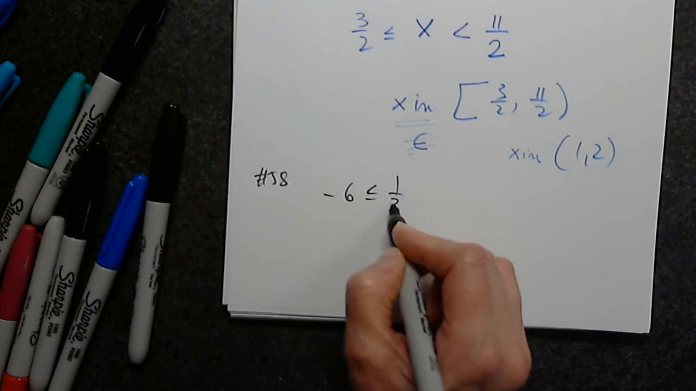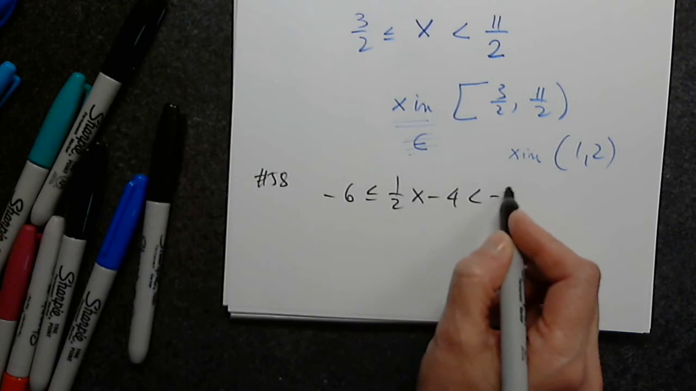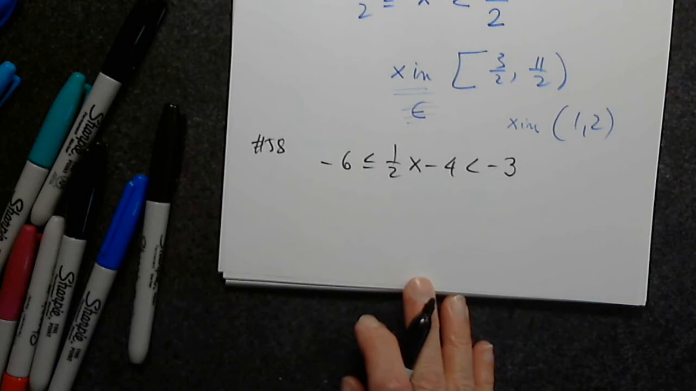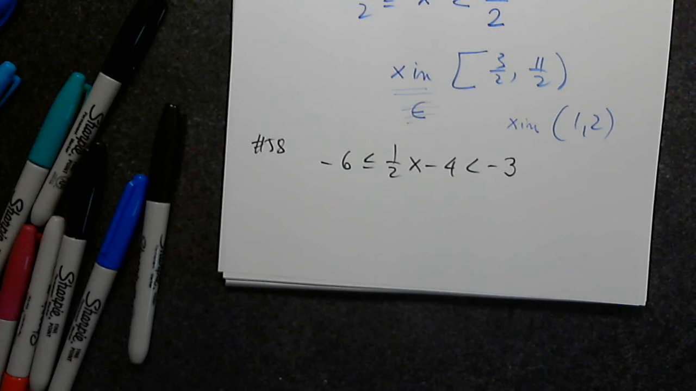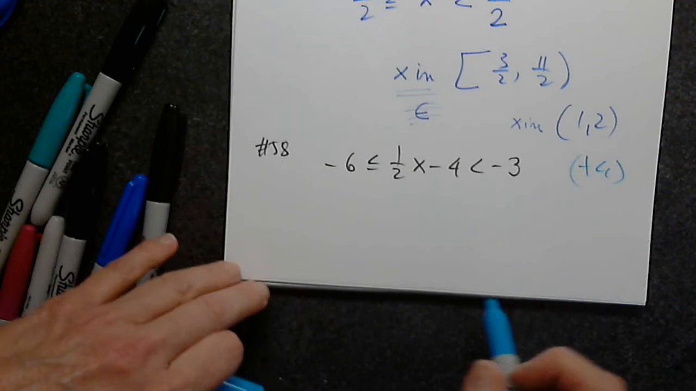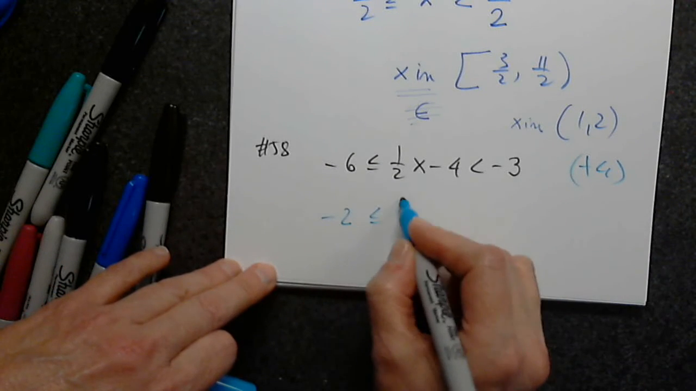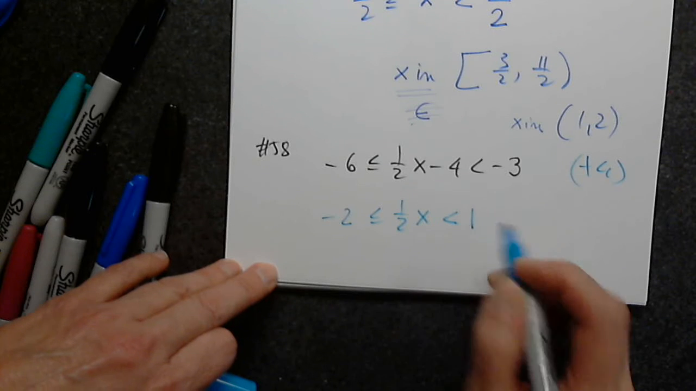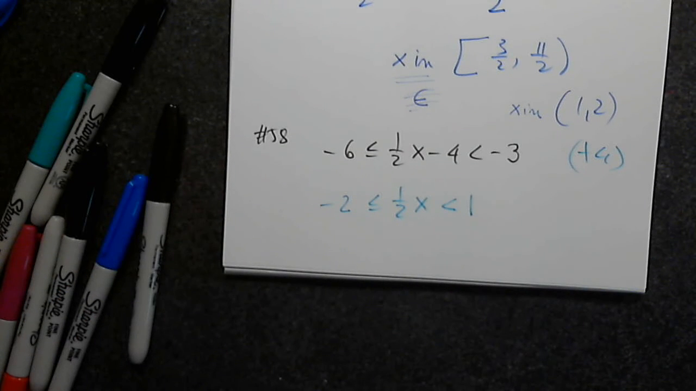Negative 6 less than or equal to 1/2 x minus 4 less than negative 3. Okay, what do we do first? We're trying to eliminate 4. Very good. So we are adding 4 to all 3 sides. So this is negative 2 less than or equal to 1/2 x less than or just less than 1.